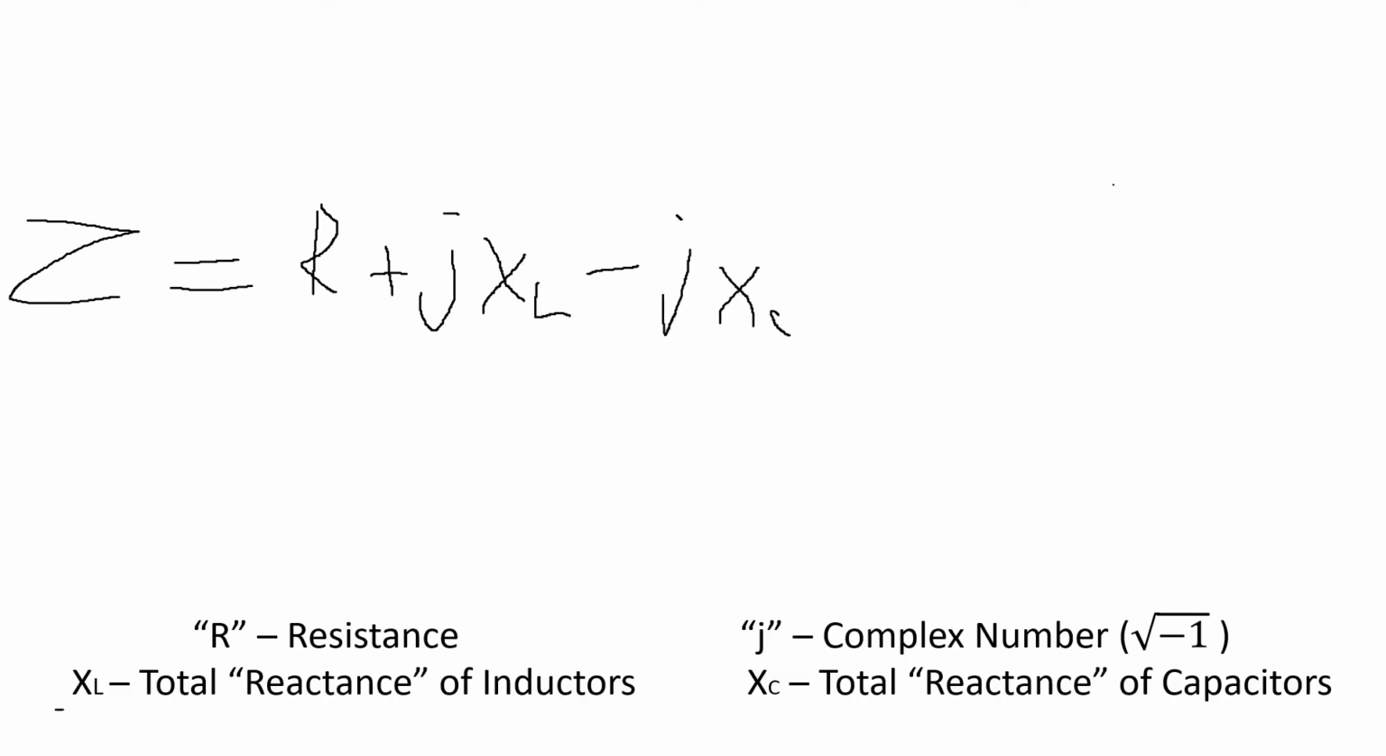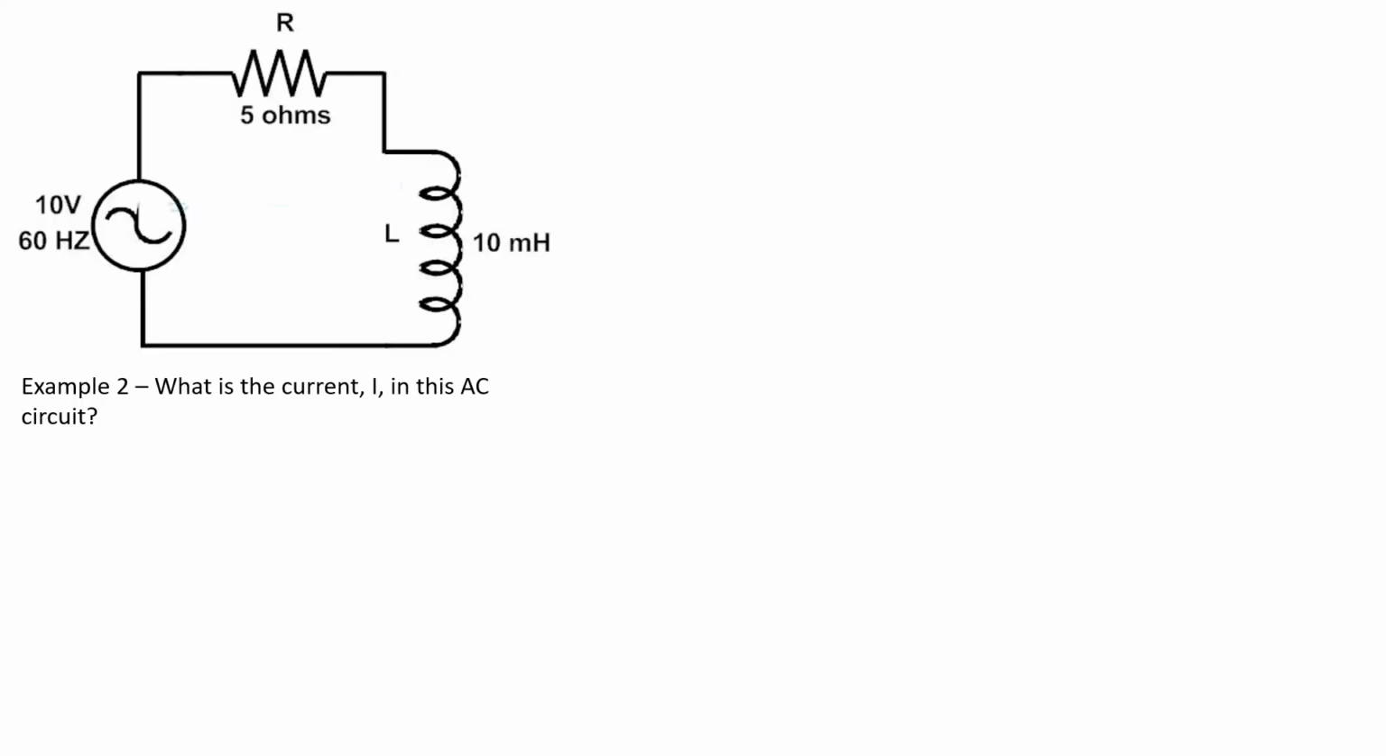Now, Z, the impedance, is given by R, the total of all resistors, plus jXL minus jXC. XL is the total reactance of all inductors given in ohms, and XC is the total reactance of capacitors also given in ohms, and j is represented just by the complex number √-1.